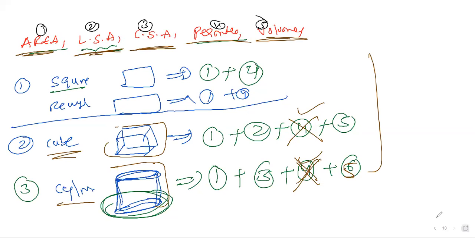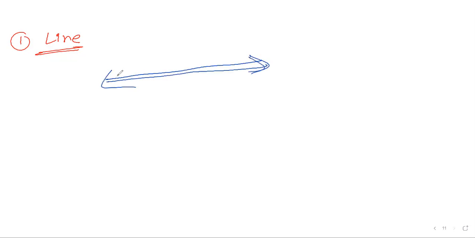Now let us start working on all these things. I'll make it very fast today. First thing, I'll come to one by one. Please keep in mind line. So what do you understand by a line actually? A line is nothing but an extended figure. It keeps on going endlessly, infinite length.